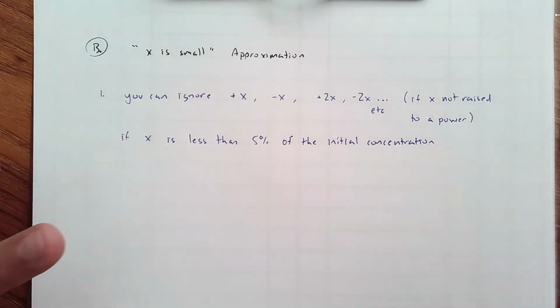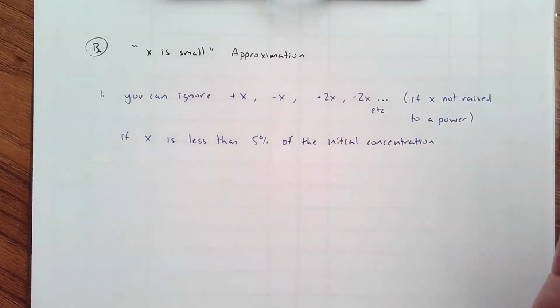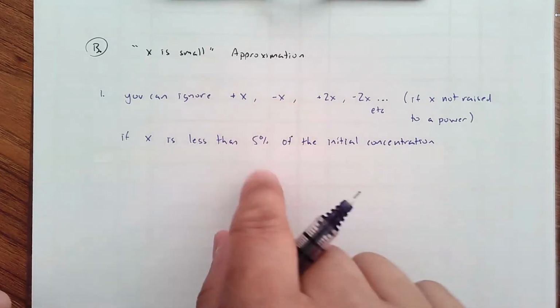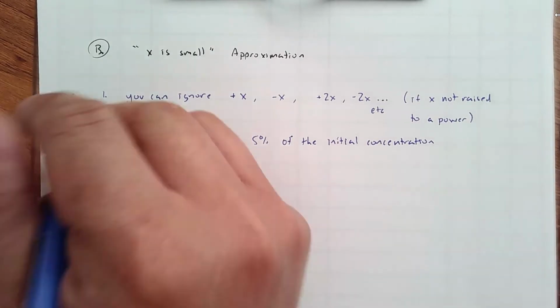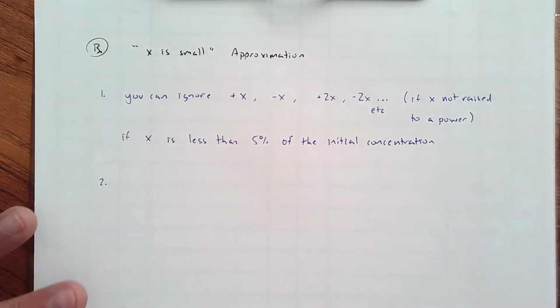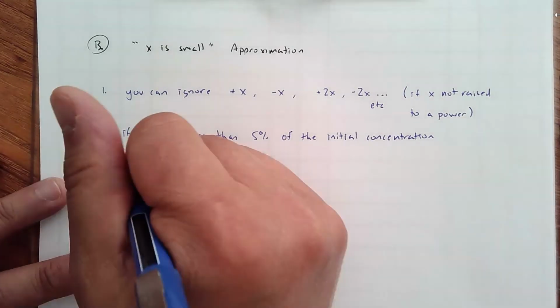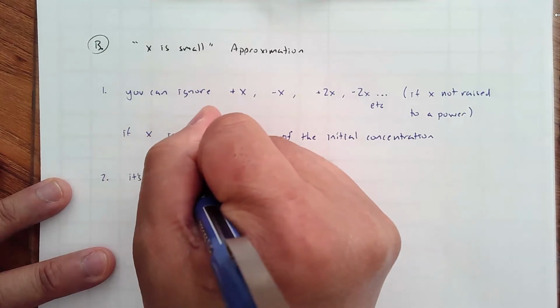Now, you could have different initial concentrations if you have more than one reactant. You will have to double check whether that x is less than 5% for each of those reactants. Again, this will make a lot more sense once we apply it. Number 2, it's analogous. Let me give you a picture.